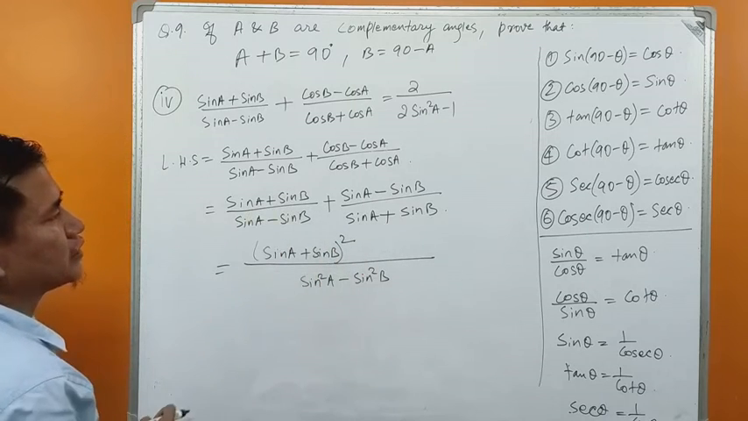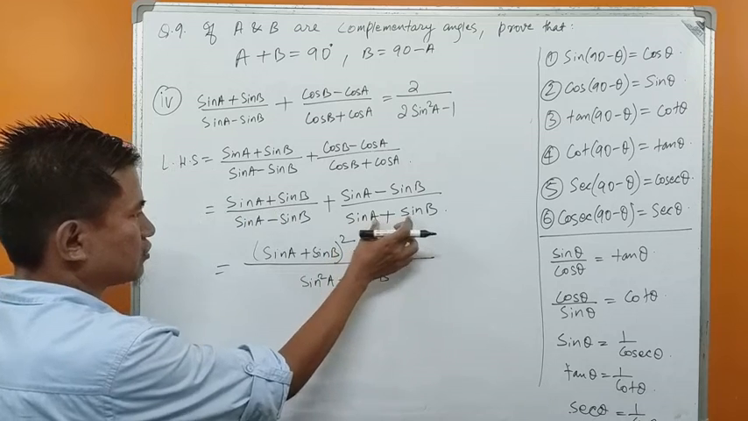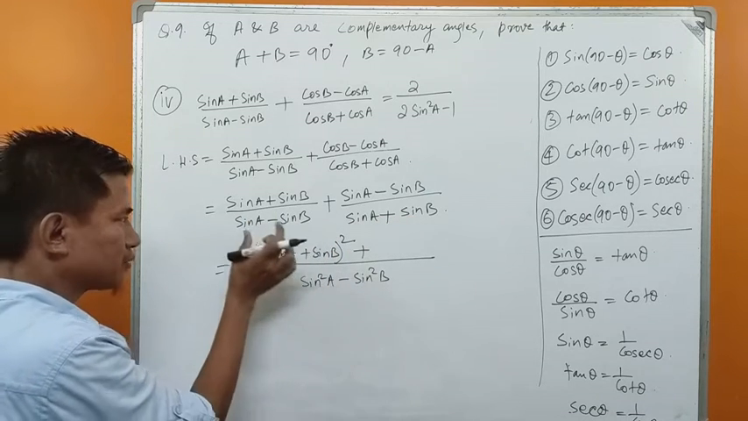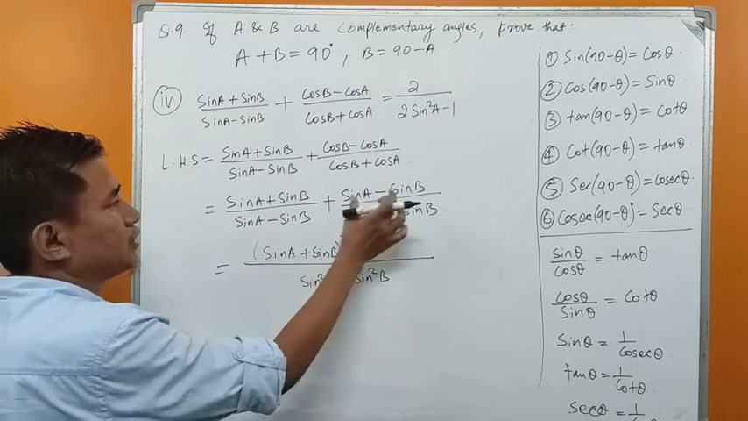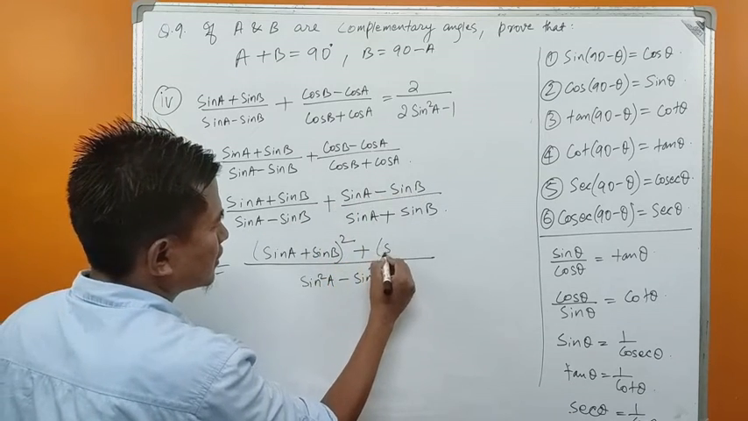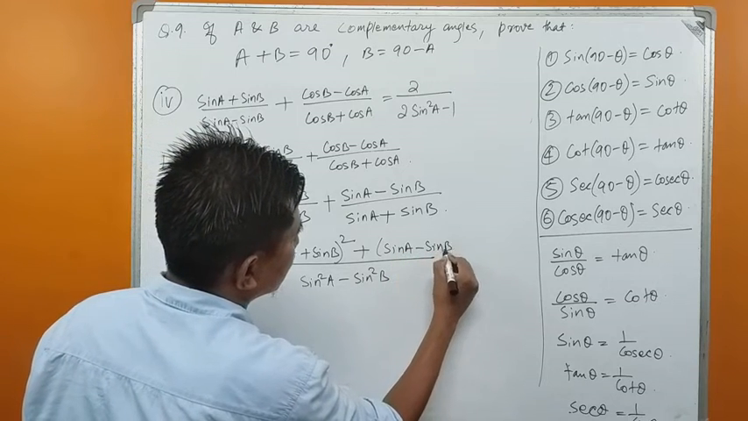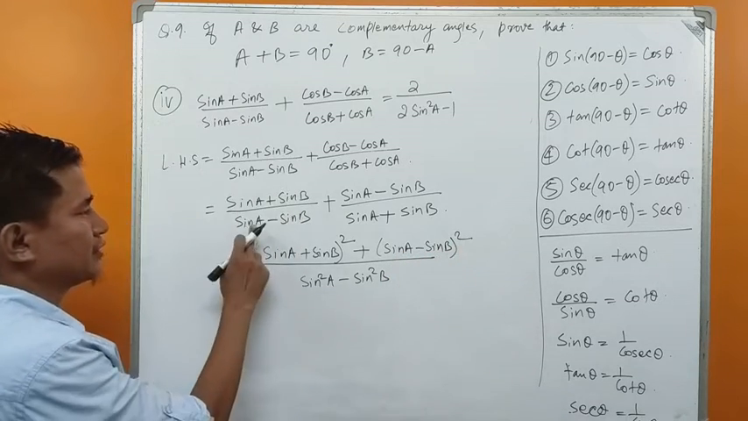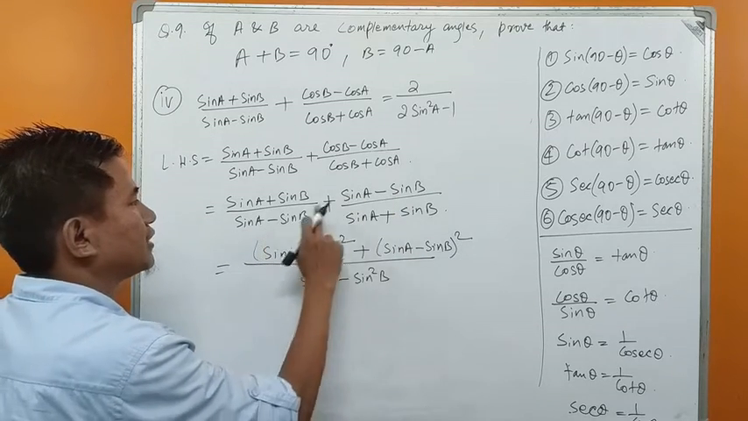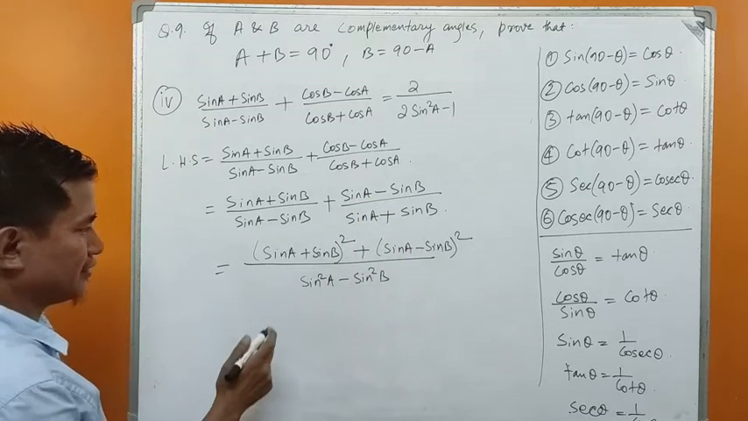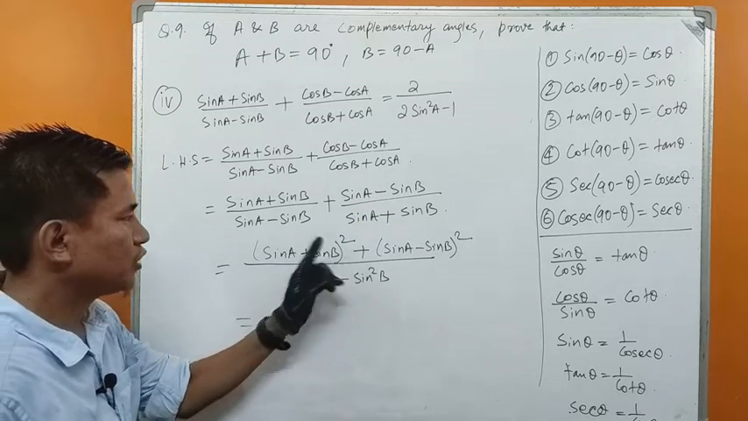The same numbers, a into a is a square. So plus this into this gives us this. This means this should be multiplied with this. So (sin a minus sin b) into (sin a minus sin b) gives us (sin a minus sin b) whole squared, isn't it? Let's suppose this as a and this as a. A into a is a squared, isn't it? So we have (sin a plus sin b) whole squared.